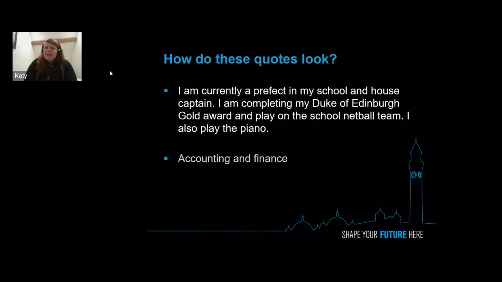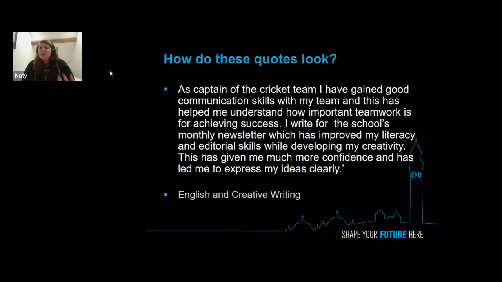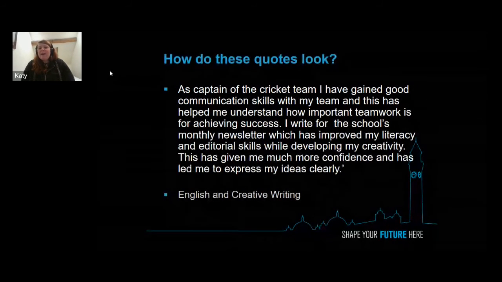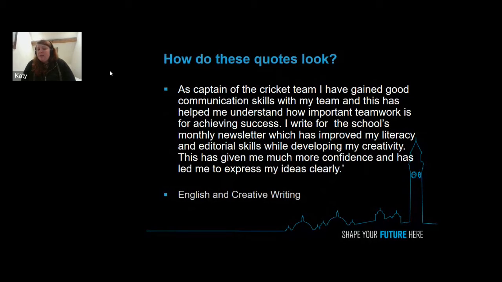The previous one was, again, just a list, with no real grammar, no real structure, whereas this one flows much better. He or she has really given a good outline of what they have got out of what they've done. When they were captain of the cricket team, they gained good communication skills. They've also linked this in, because communication is very important for a course in English and creative writing. They've talked about teamwork, and about writing on the monthly newsletter, which has improved their literacy and editorial skills, and also about how this has helped their confidence and expressing ideas. So they've really picked out the skills that they've got from what they have done.